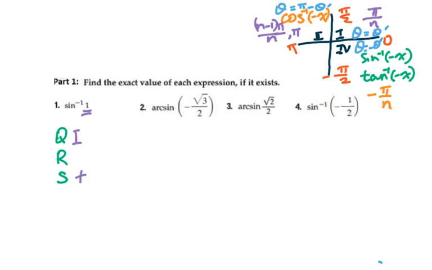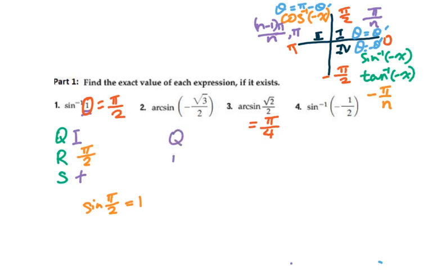So we know that sine pi over 2 equals 1. Therefore, reference angle is pi over 2, means the answer is pi over 2. So if the domain of the inverse trig function is positive, the reference angle will be the answer. Let's go to number 3. The reference angle, you will get pi over 4, because sine pi over 4 equals square root of 2 over 2. Let's go to number 2.